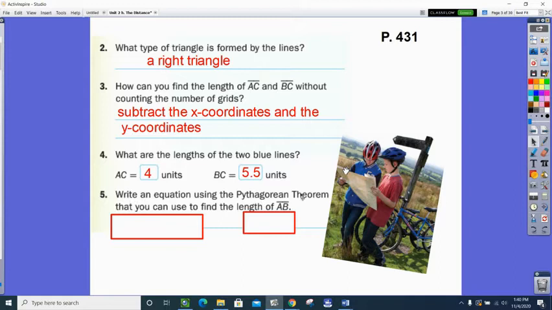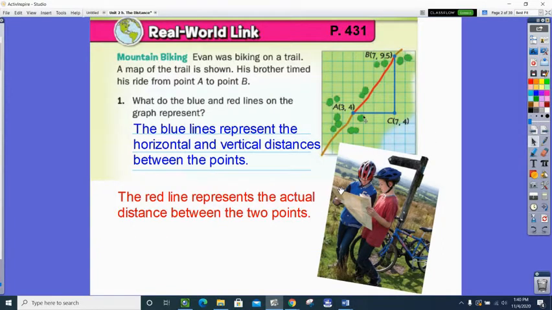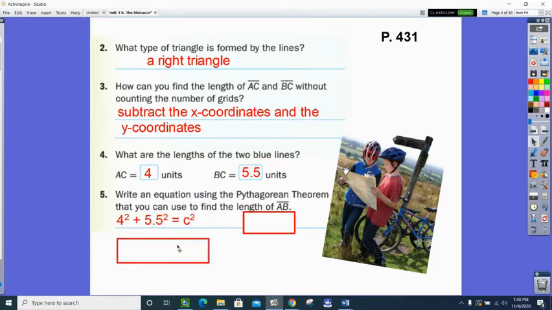So can we write an equation to find that diagonal using the Pythagorean theorem? Remember the a squared plus b squared equals c squared? Well, if we look back at the triangle, our two legs are the horizontal and the vertical distance. We just called this 4, so 4 squared, plus we just called this 5.5, so 5.5 squared, is going to equal this red piece, which was his trail, squared. So 4 squared plus 5.5 squared equals c squared.